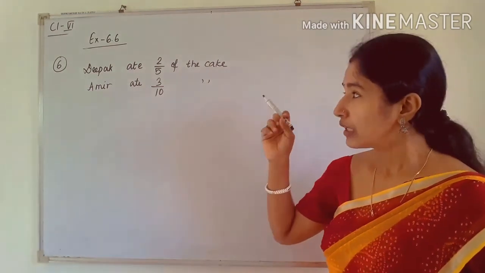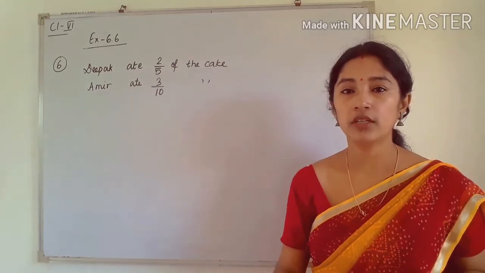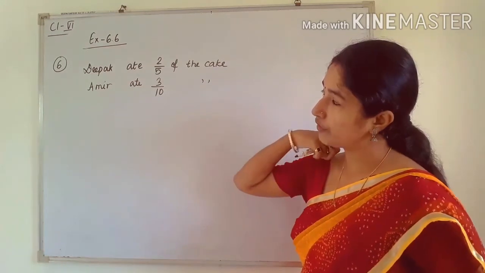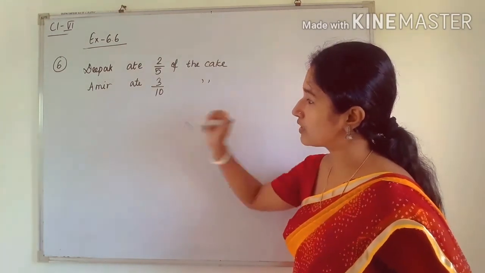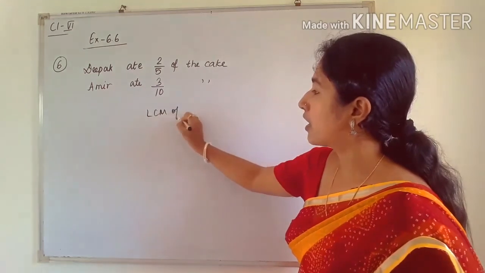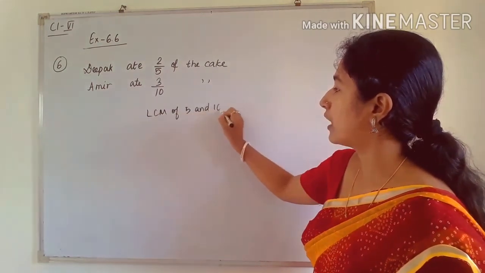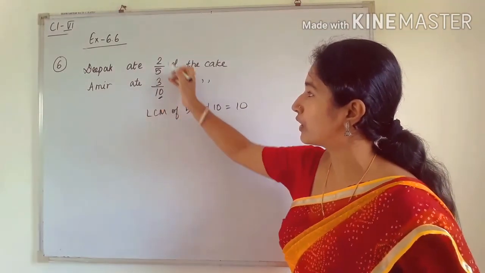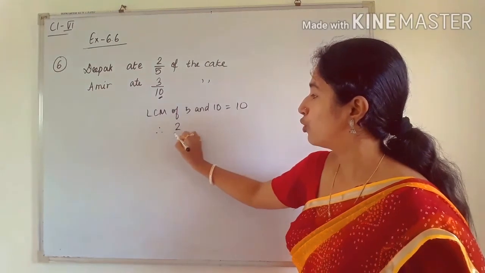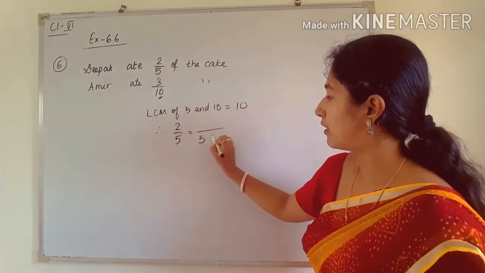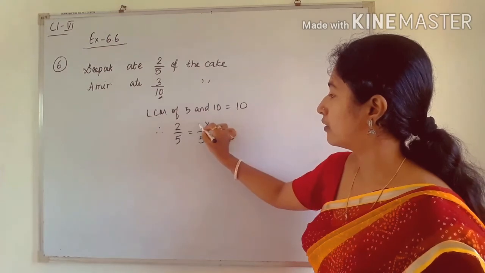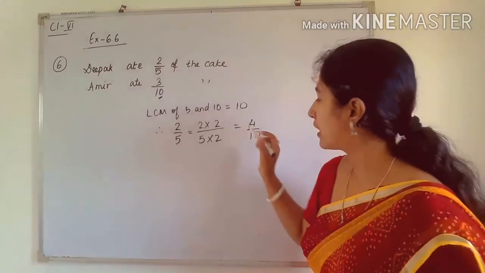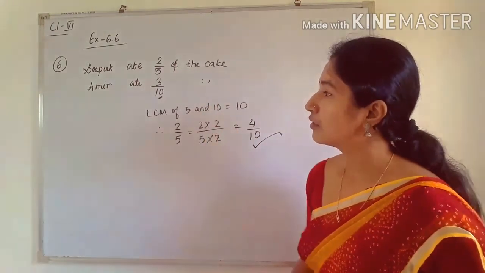Because see here, nothing is the same. The denominator is also not the same. The numerator is also not the same. So we have to convert the denominator of the fraction. So first of all we will find the LCM. So LCM of 5 and 10 will be what? 10. Because 10 is a multiple of 5. Okay. This is already 10. No need to convert it. So we will convert 2/5. So therefore 2/5 is equal to, we have to multiply 5 by 2 again, and the numerator also by 2. So 4/10. So you can see Deepak ate 4/10, Amir ate 3/10.